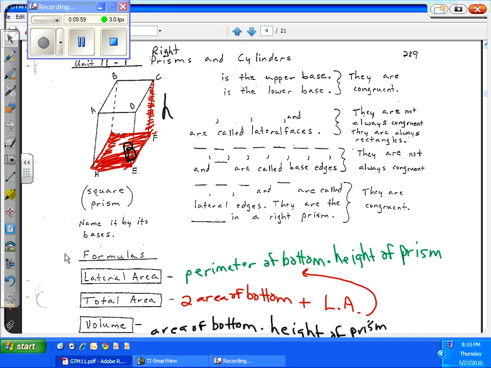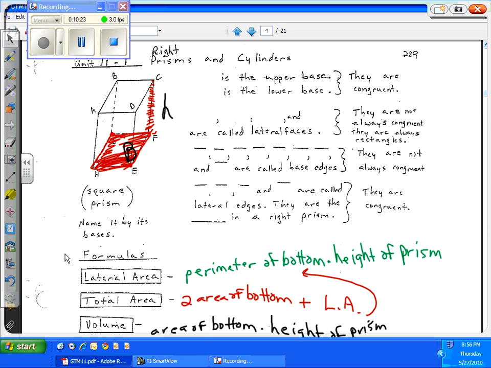The area of the sides, lateral area. If you fold out the sides, you get a big long rectangle whose base is the perimeter and whose height is the height. So lateral area is perimeter of bottom times height of prism. Total area, well, you add the top and bottom to that. So 2 times the area of the bottom plus the lateral area.